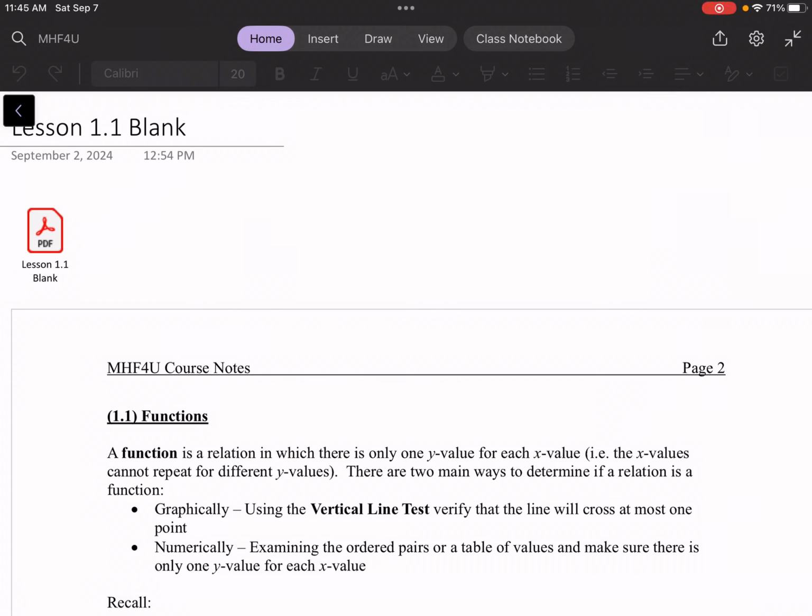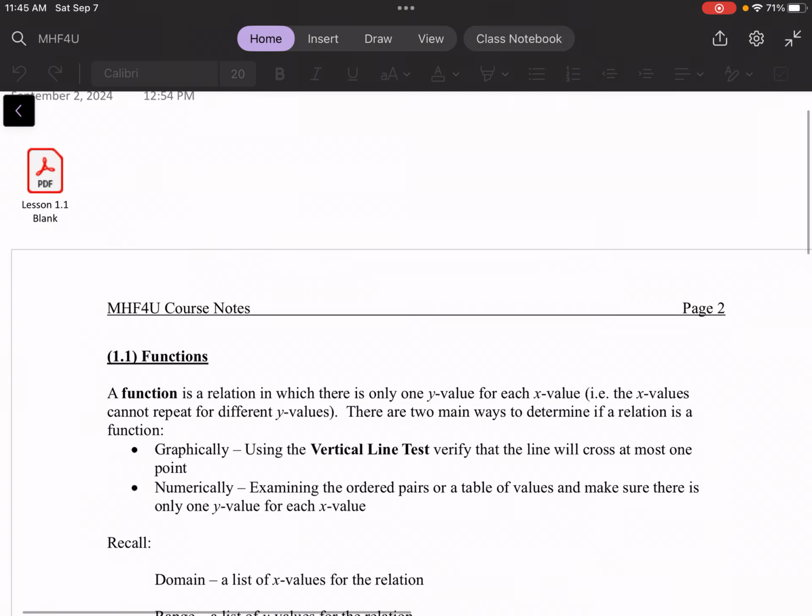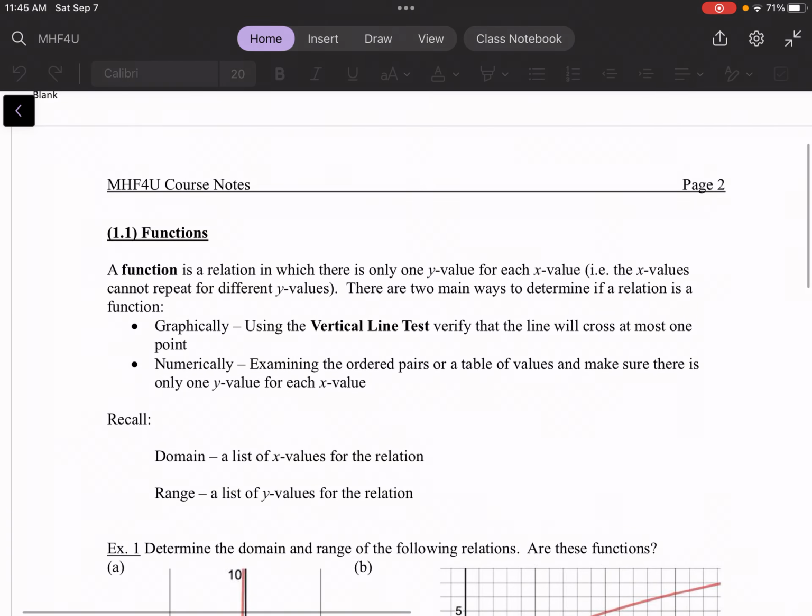Hello and welcome to lesson 1.1, functions. Today we're going to talk about how to actually determine what a function is, what a function looks like, how you can look at its domain and range, and various different aspects of functions. Most of this should hopefully be reviewed from the course Functions, grade 11, but let's go over it.